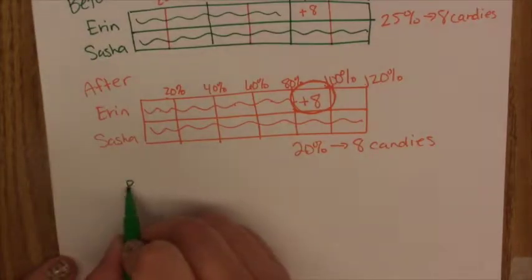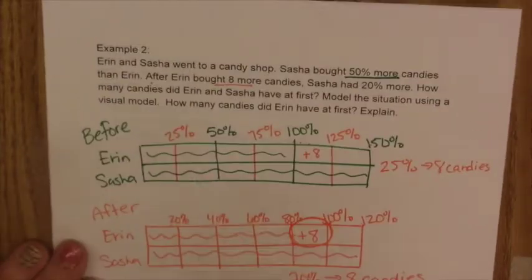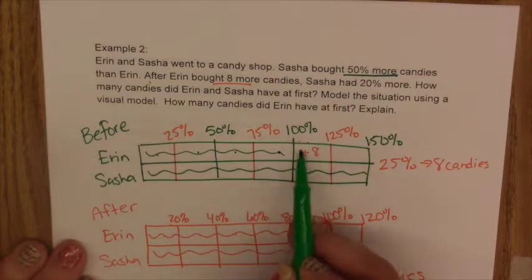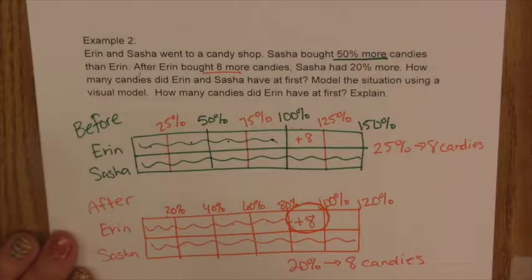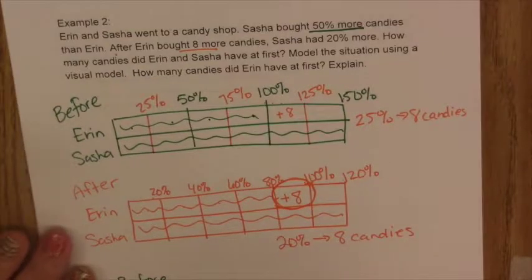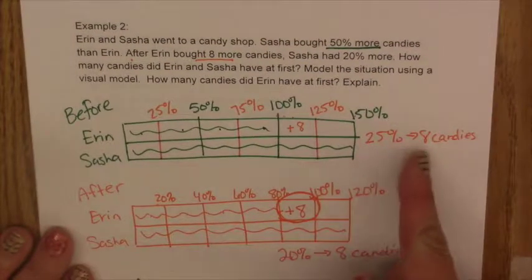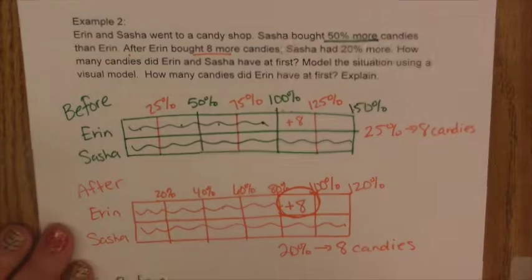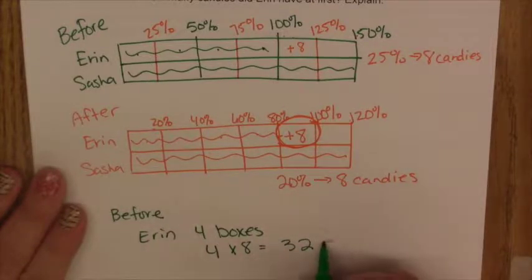All right, so before. So Aaron has 1, 2, 3, 4 boxes to begin with. Remember, this plus 8 happened after. So Aaron has 4 boxes, or 4 25%, and we know that one of the 25% represents 8 candies. So 4 times 8 is 32. So he had 32 candies to start with.